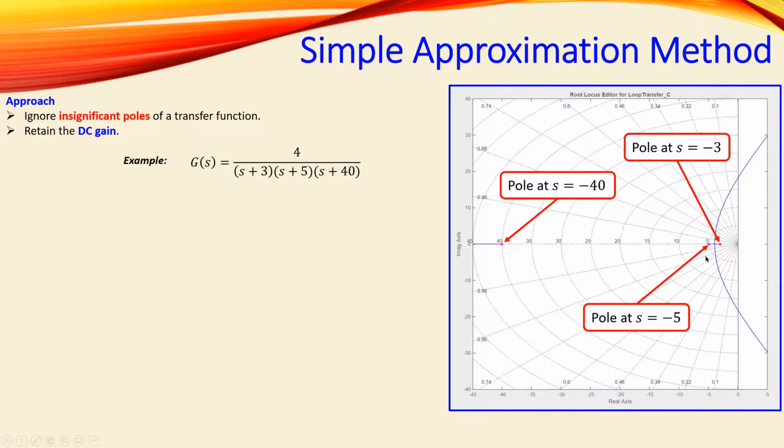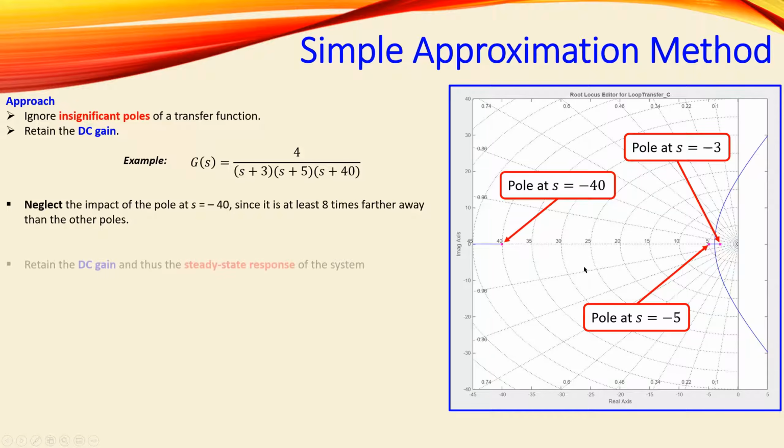So these are the two poles which will actually dominate the transient and also the steady state response of your system. But let's look at what we need to do. We can neglect the impact of this pole at -40 because it is very far away. In this case it is at least 8 times farther away than this pole at -5, and it is of course also much farther away than this -3. So we can then say the following, and we of course need to retain also the DC gain such that the steady state response of the system is the same.